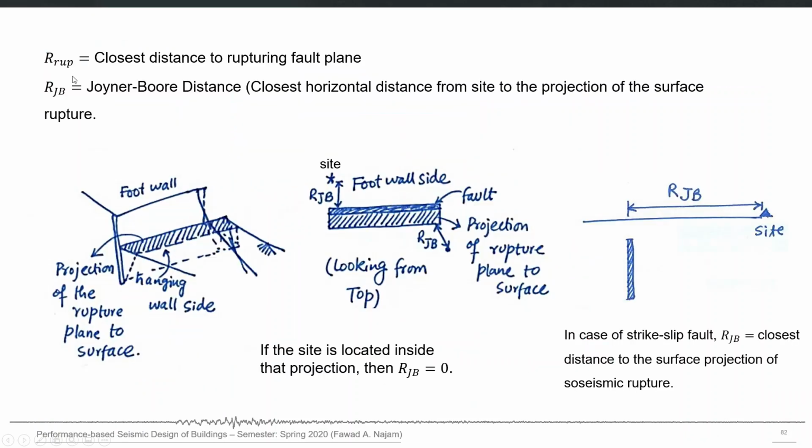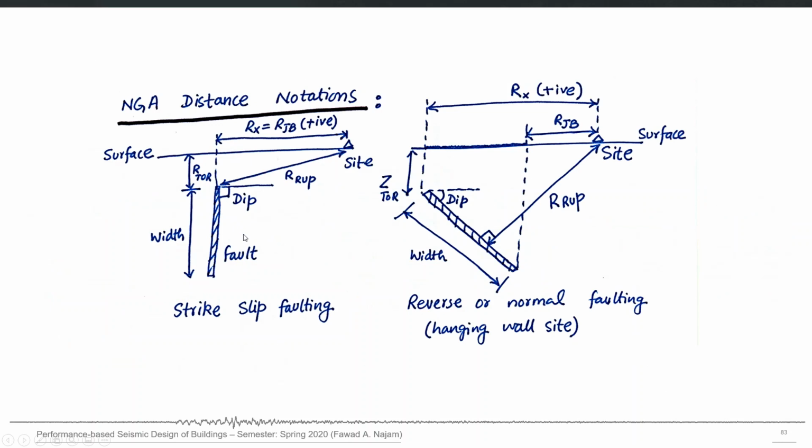So R rupture is defined as the closest distance to the rupturing fault plane. It is a very simple definition: you take the closest distance. For example, in this figure, if this is your fault plane, your rupture plane, then the perpendicular distance from that plane to your site is R rupture. Okay, this is for a reverse or normal faulting mechanism.